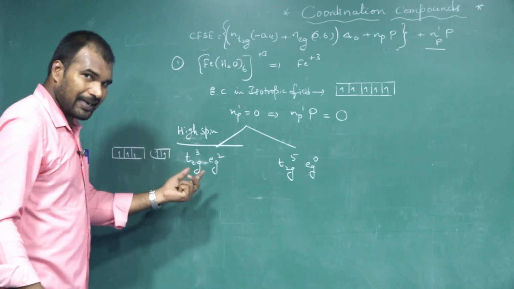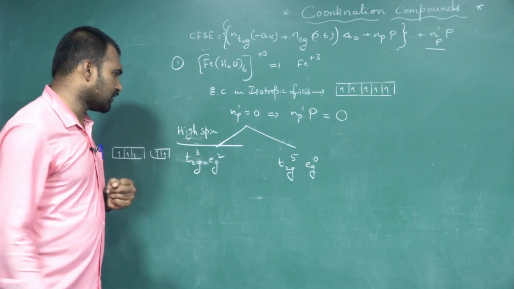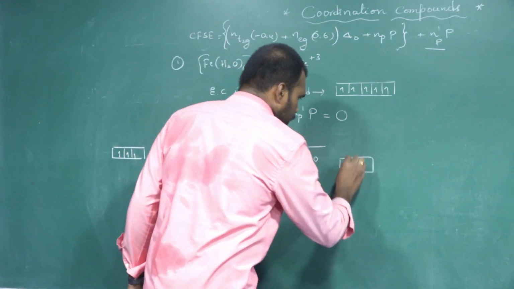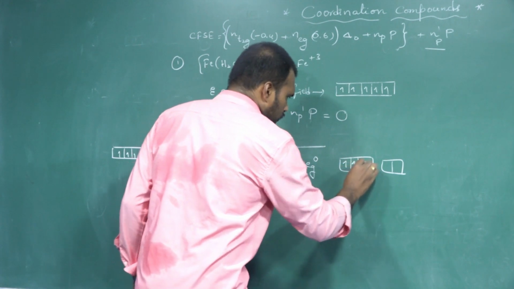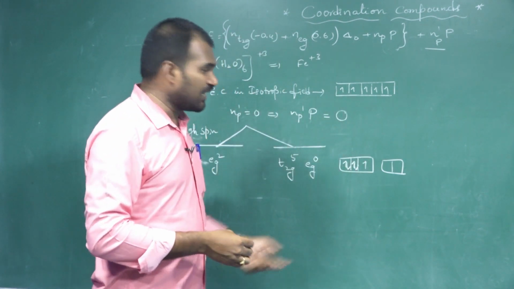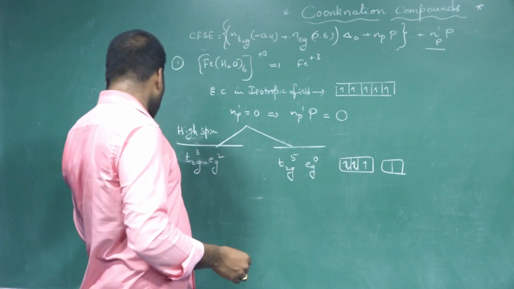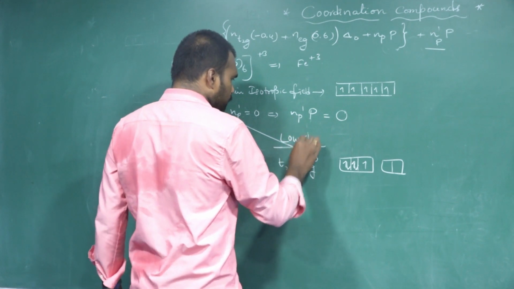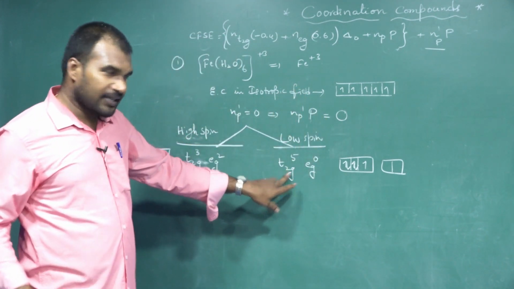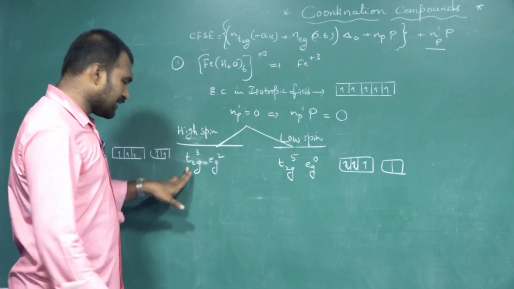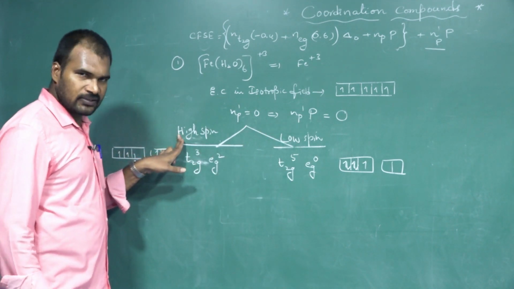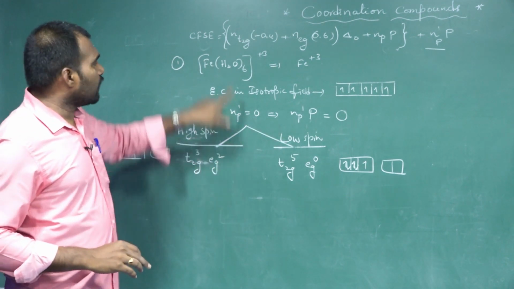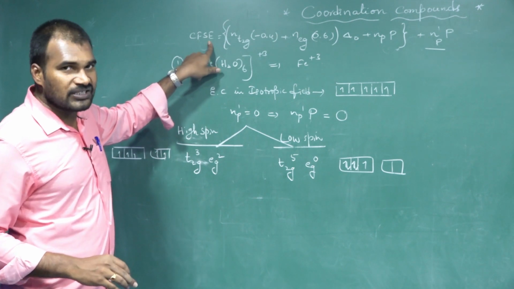Suppose this configuration is correct, then the complex is a high spin complex. Here, T2G5 Eg0 means 1, 2, 3, 4, 5. How many single electrons? Only one. So comparative to this it is low spin. If this configuration is correct, they form a low spin complex. If the other configuration is correct, it is a high spin complex. Now we need to check which configuration is correct, which we will decide by calculating the crystal field stabilization energy.